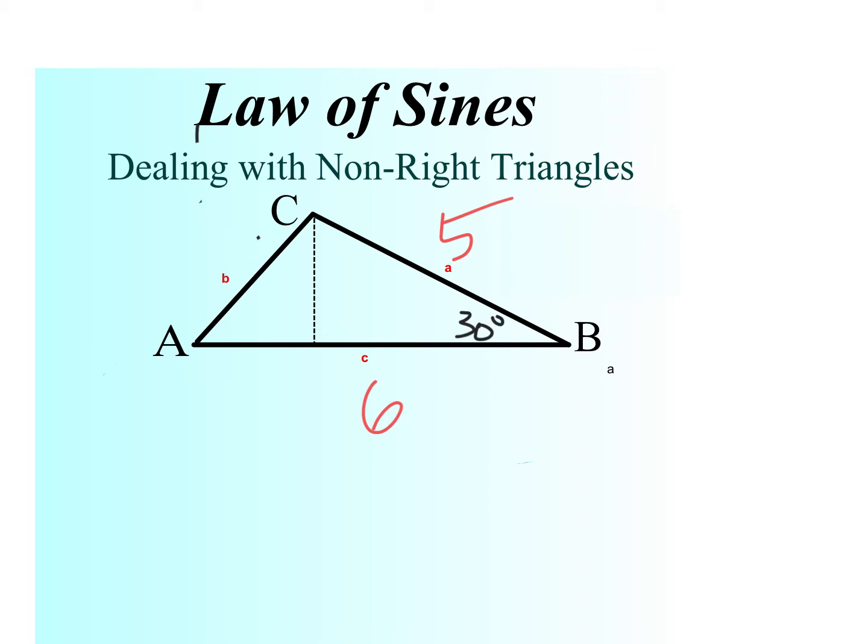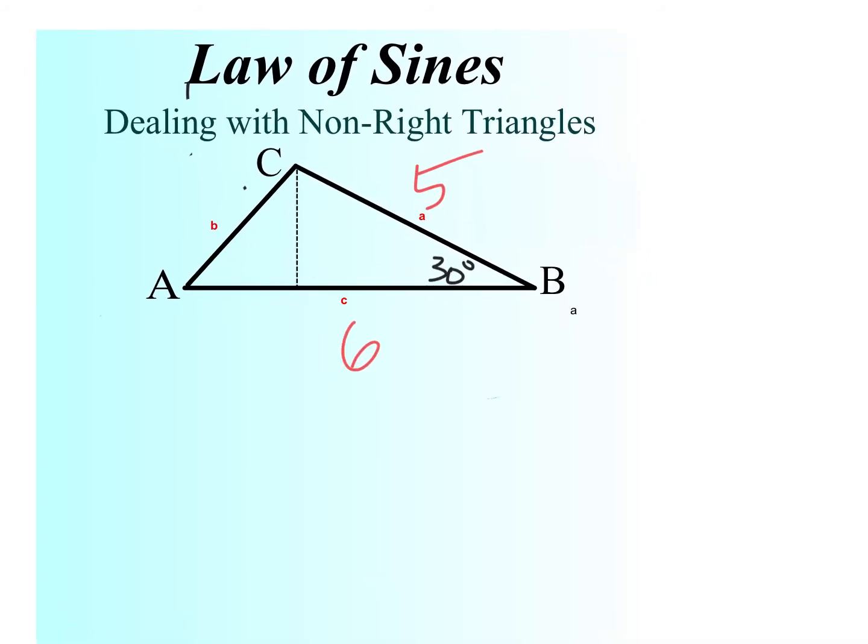So is it a 30, 60, 90? No. The point is it's not. All right. Then we can figure out how long any of the sides are that are left by using this new thing called the law of sines. All right. So everybody write this out. Sine of big A over little a.